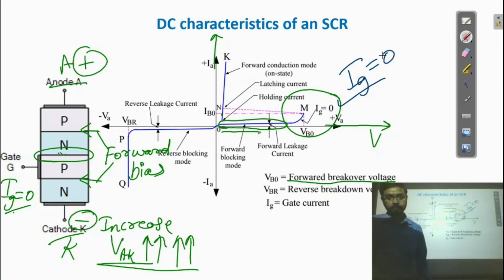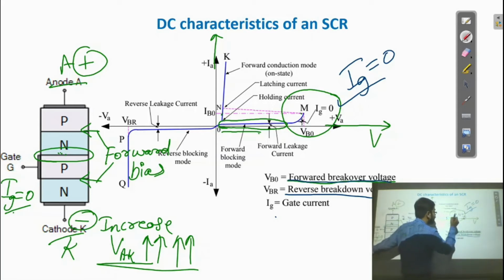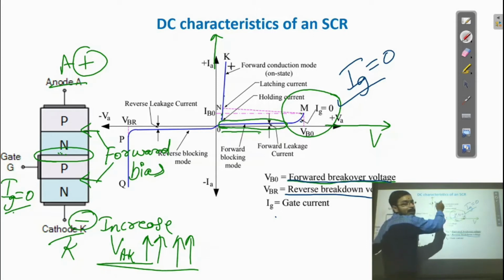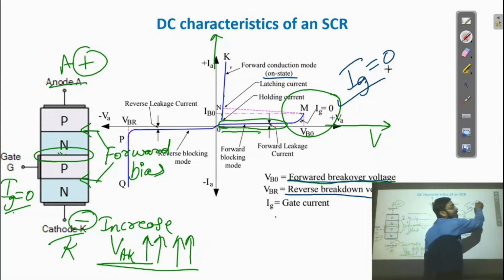Now let us see another thing, that is, if we increase Ig, then what will happen? You can see some of the terms. Ig is the gate current. The reverse breakdown voltage will be over here. The important thing is the forward breakover voltage that we have seen over here, and this is the holding current. This is the latching current and forward conduction mode. That is the on state of an SCR.